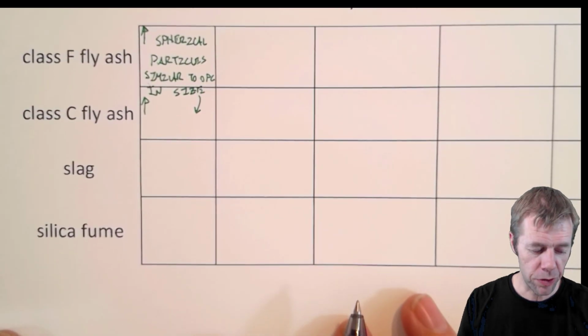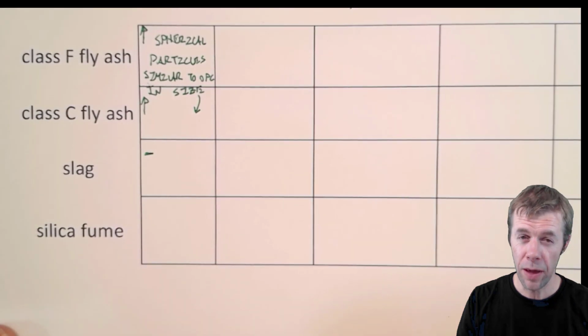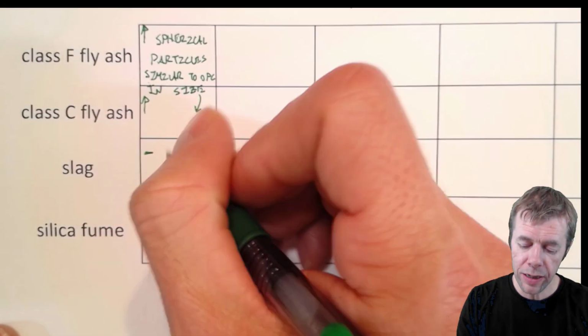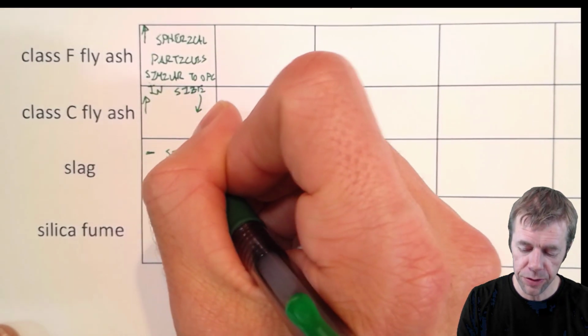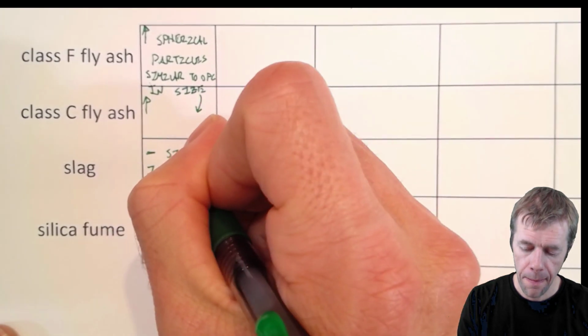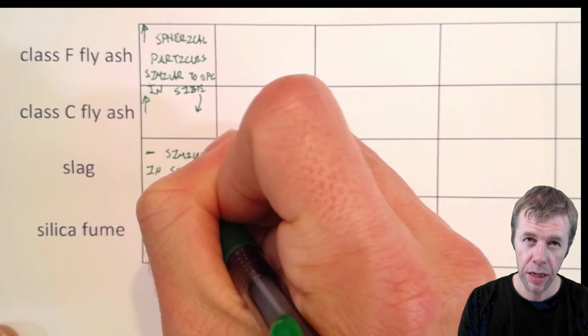Now let's talk about our friend slag. Slag, we have a neither. That means it doesn't really increase it. I mean, it's about the same. And the reason why is that they're similar in size to OPC and shape.